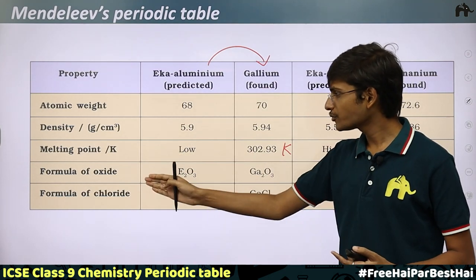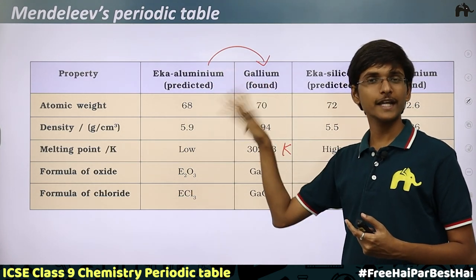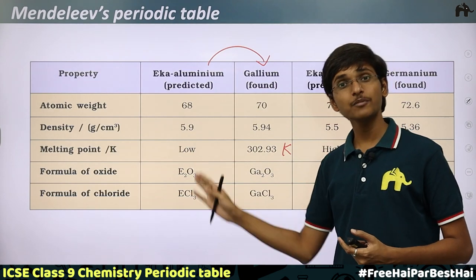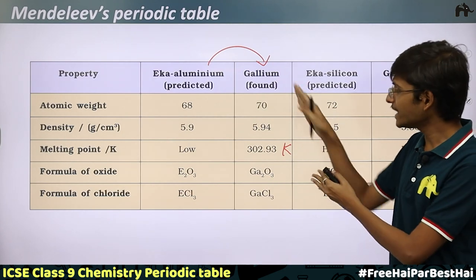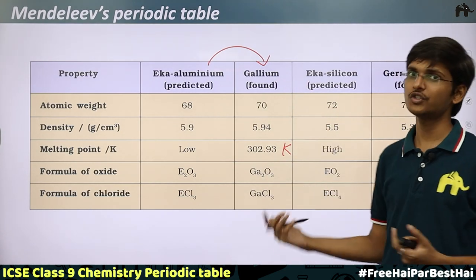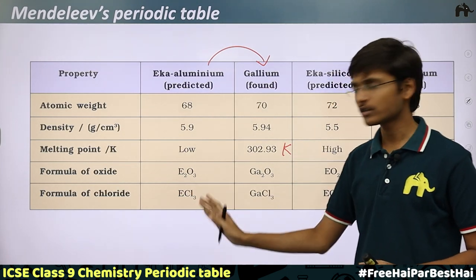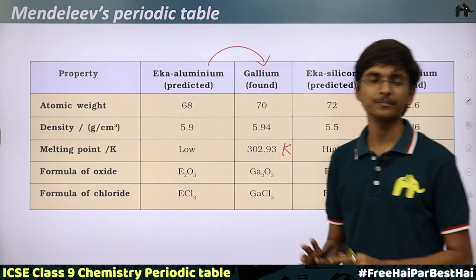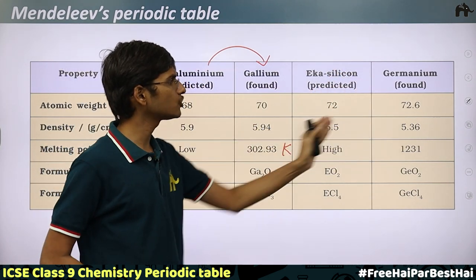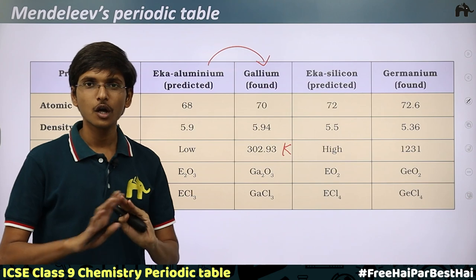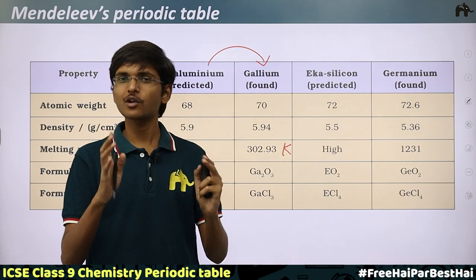It's right. Formula of its oxide: whenever the element would be discovered, it would react with oxygen and form an oxide with the formula E2O3. And when we discovered gallium's oxide formula, it was also Ga2O3, and the same for the chloride. The formula was exactly similar, ECl3 to GaCl3. Exactly the same was found for Eka silicon and germanium: 72, 72.6, 5.5, 5.3, and so on. So this was a huge breakthrough, a huge success of Mendeleev's periodic table.